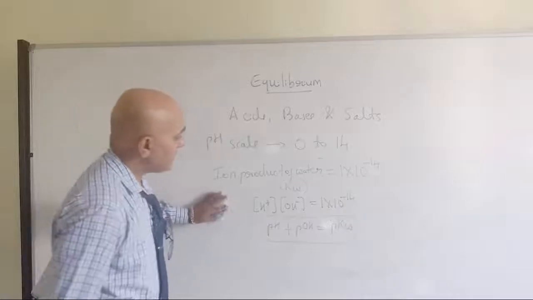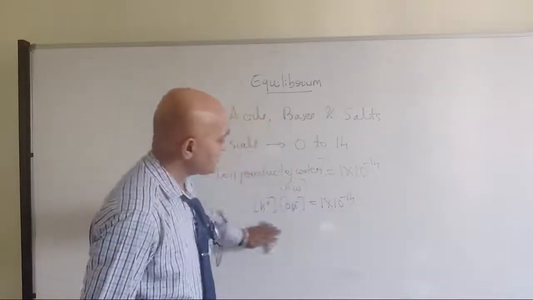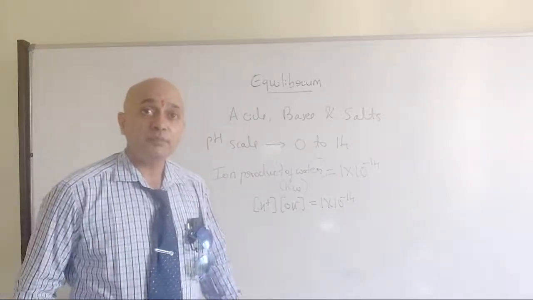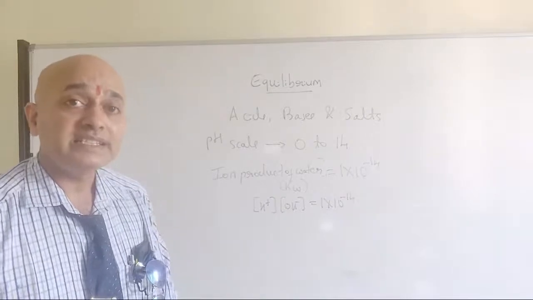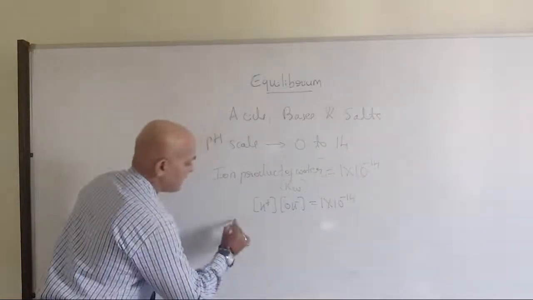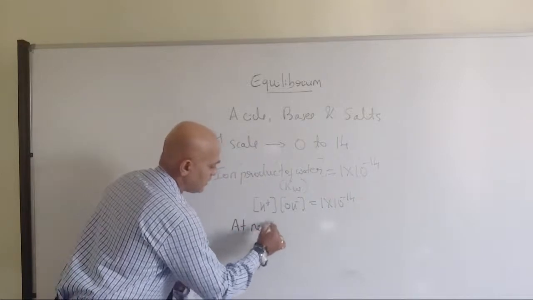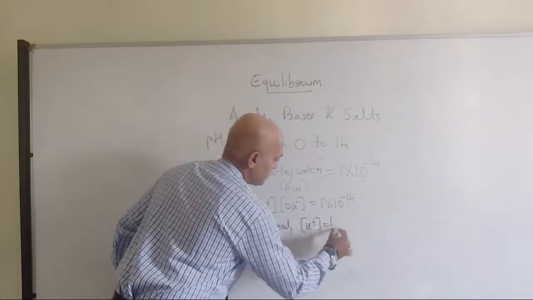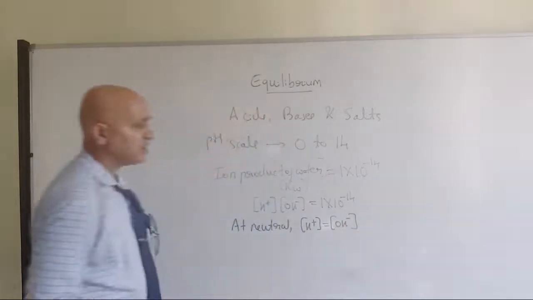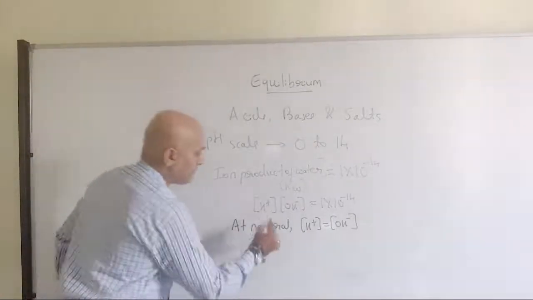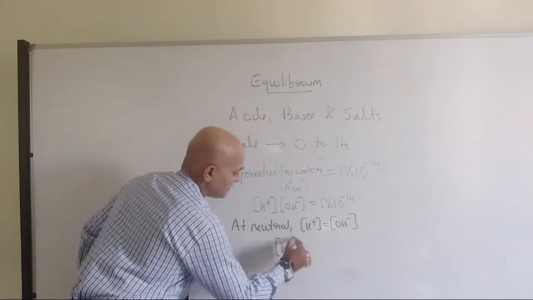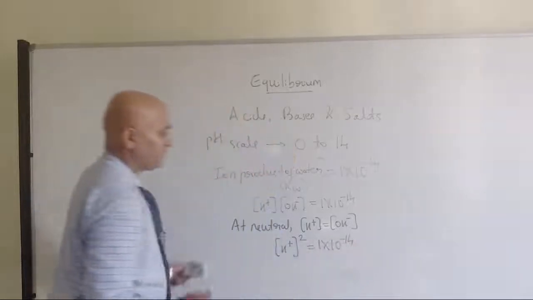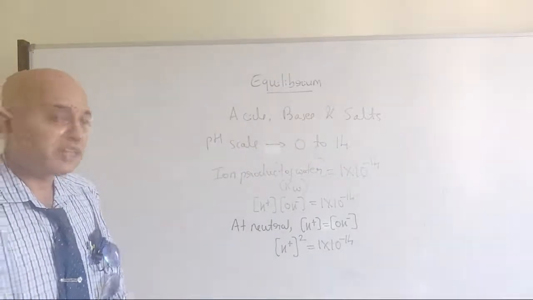Okay? So next, why is the pH of a neutral solution equal to 7? That one also we can justify. So that's very simple. At neutral condition, H plus concentration will be equal to OH minus concentration. Right? So therefore we can write it as H plus square is equal to 1 into 10 to the power of minus 14. All of you are understanding?